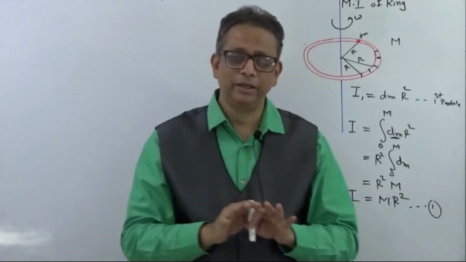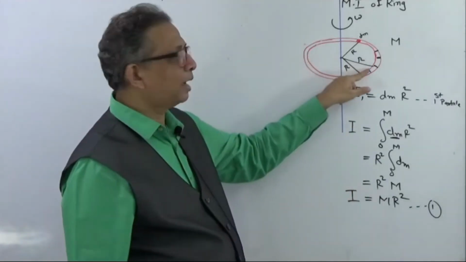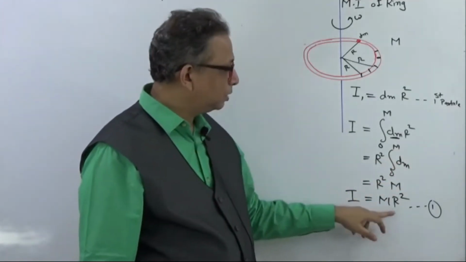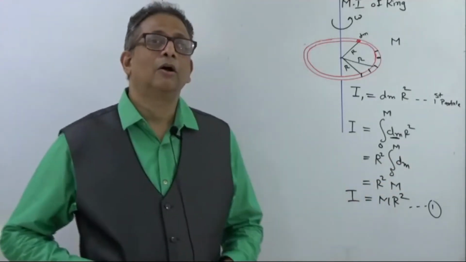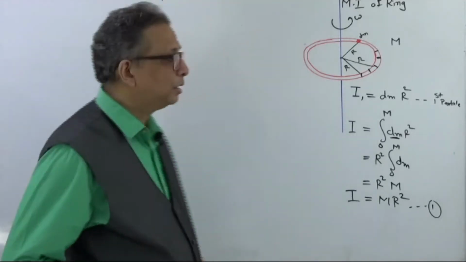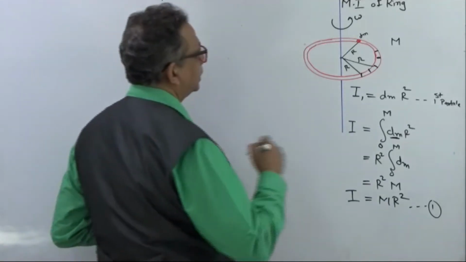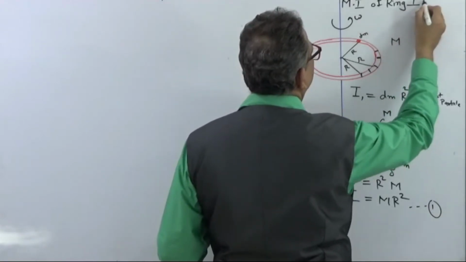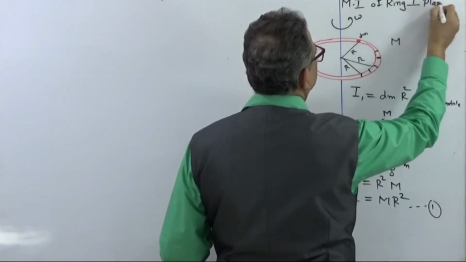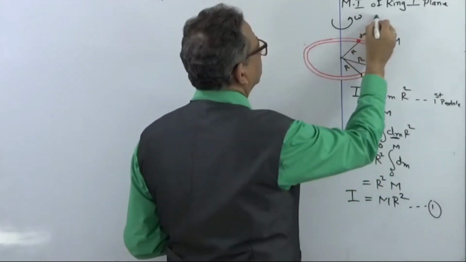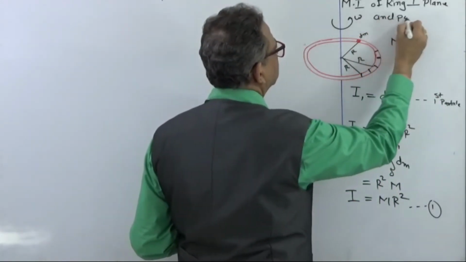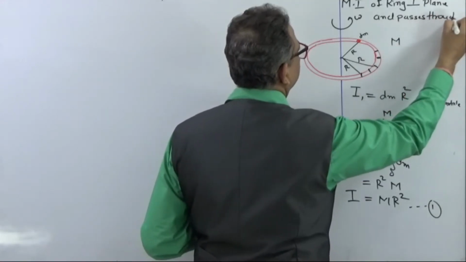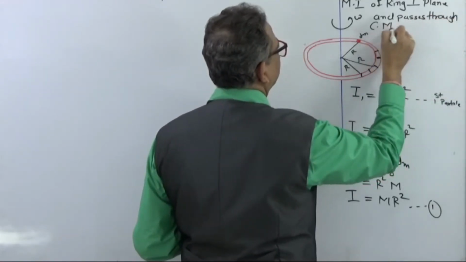Once again I am telling you, it is the radius r and the total mass of the ring that will constitute the moment of inertia of that ring. Now look at this, what are the properties? The moment of inertia of a ring which is perpendicular to the plane of the ring and passes through the center of mass of the ring.